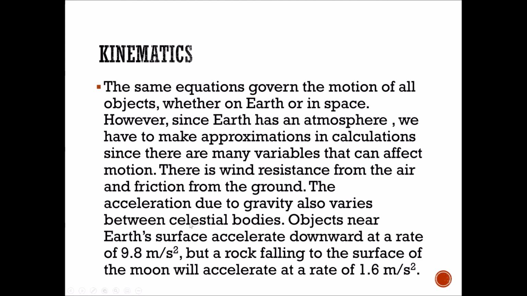But objects near the Earth's surface accelerate downward with a rate of 9.8 meters per second squared, which is the value that we'll be using in this course for free fall acceleration. On the moon, however, it's going to be 1.6 meters per second squared because of its smaller mass.